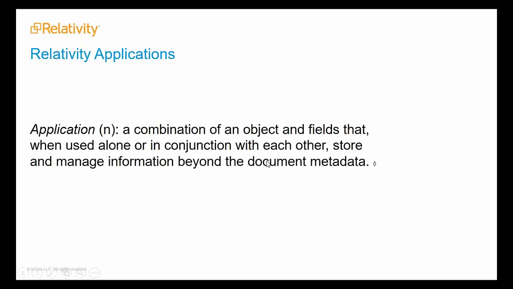Now, what is an application? An application in Relativity is a combination of objects and fields that, when used alone or in conjunction with others, store and manage information beyond the document metadata. Relativity uses applications to run many of its features, such as search and reports, OCR, and native imaging. Once created, you'll be able to export or import applications, as well as store the application within the application library.